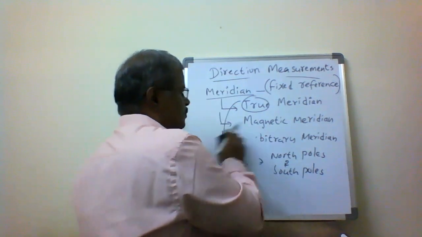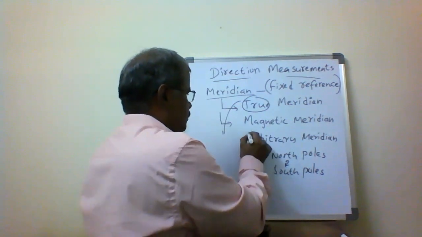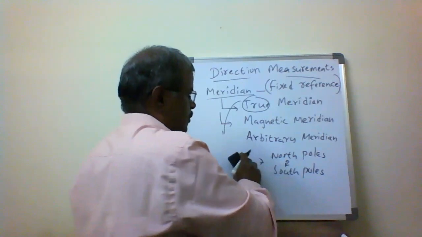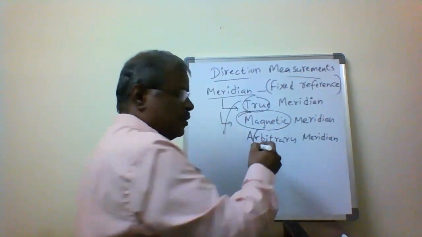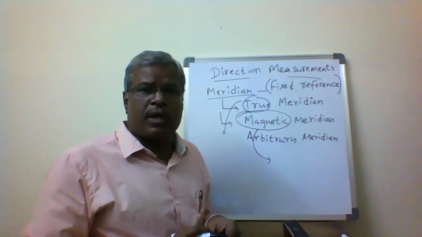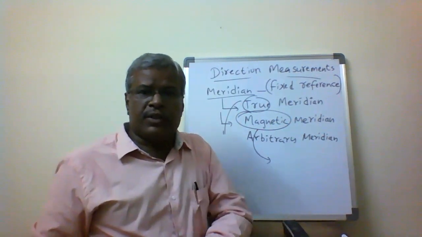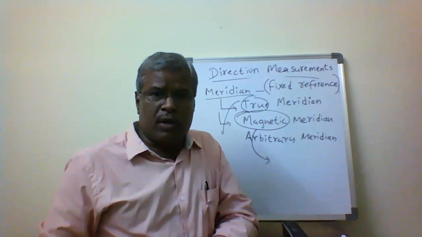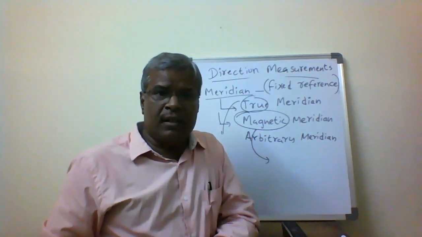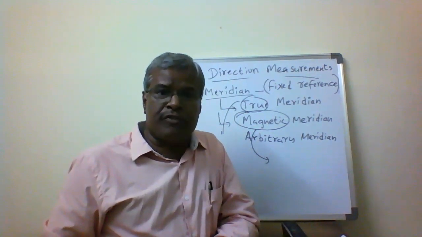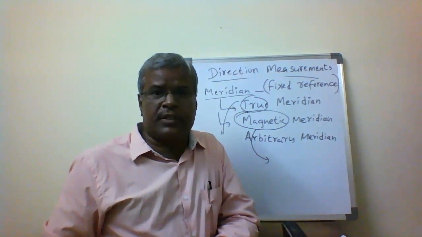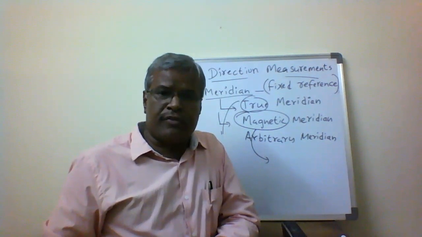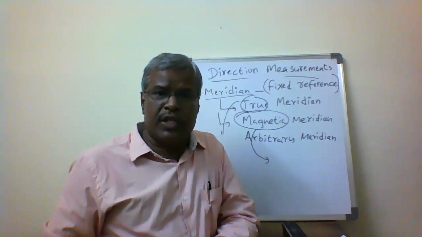Similarly, the next one is called the magnetic meridian. Here, I'm taking the fixed reference point as the magnetic needle. The magnetic needle is suspended freely, so that direction is called a fixed reference point. The magnetic needle is suspended freely, without deviation. So that is a freely suspended magnetic needle.